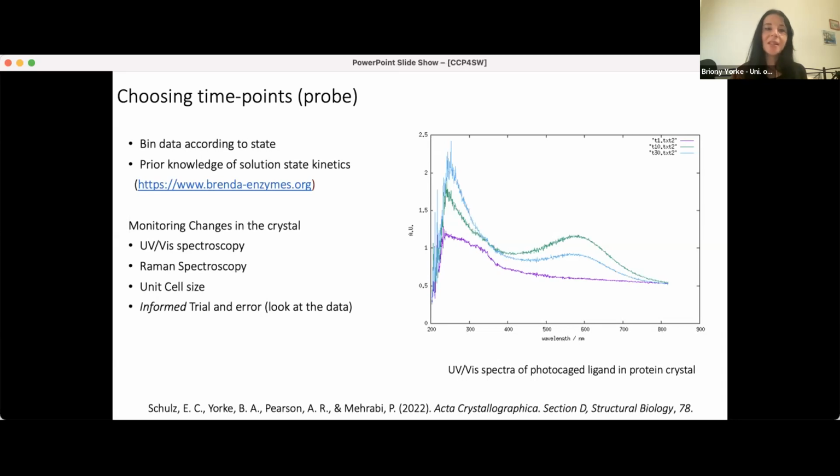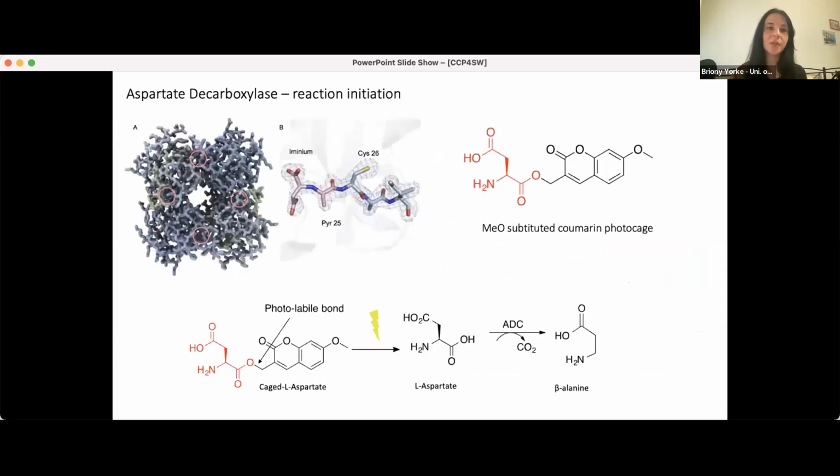So when we actually get to the data processing, we can look for different populations of states according to things like unit cell size. This can often help us to determine where there's different populations of states and where we might like to split the data up. And of course, often we have to use informed trial and error. So we use our solution state kinetics. We look to see if we can see any different populations of states in our data, and then we keep processing the data in different bin sizes in order to determine the changes that are happening and where we can see different states in the crystal.